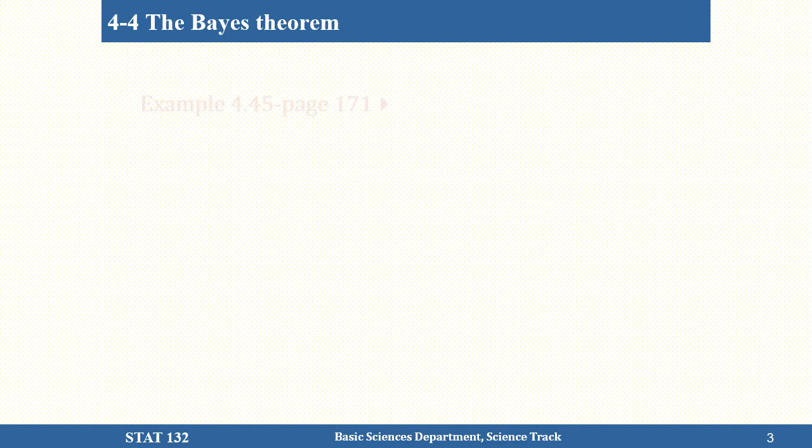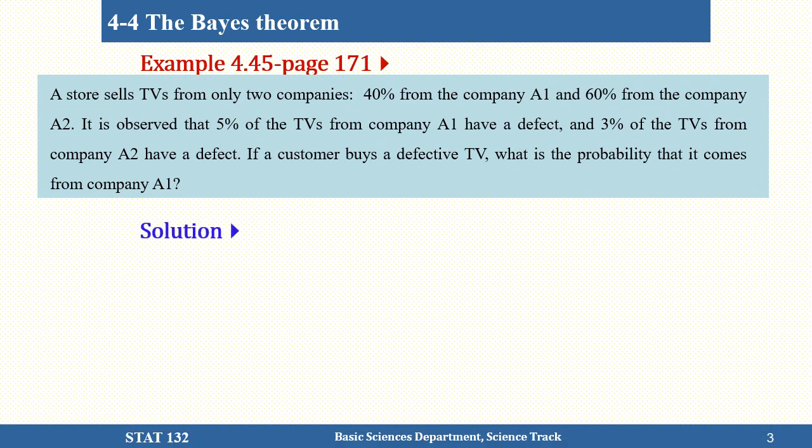Let's look at this example and try to see how the Bayesian theorem is used. The store sells TVs from only two companies, 40% from company A1 and 60% from company A2. It is observed that 5% of the TVs from company A1 have a defect, and 3% of the TVs from company A2 have a defect. If a customer buys a defective TV, what's the probability that it comes from A1?